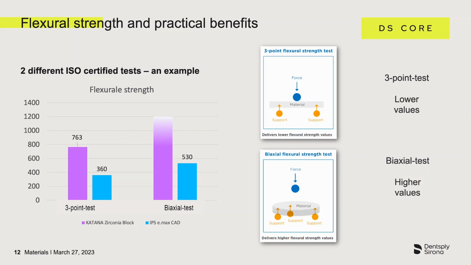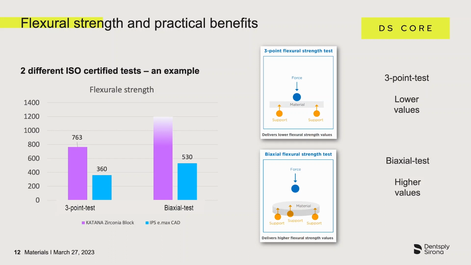If we take a look at the biaxial test for katana zirconia, we see that the value for biaxial is far above the 1000 megapascals, in contrast to the 3-point test, where it is only 763. Similarly, if we take a look at the Emax material, there we are at about 360 megapascals in the 3-point test. In contrast, the biaxial test is 530. And for practical use, 530 MPa is often given as the value that describes the hardness of this material.